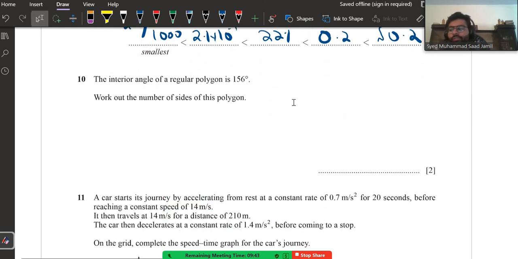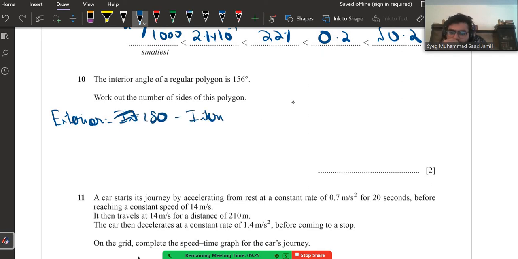Now it says the interior angle of a regular polygon is 156. Alright, first of all, remember exterior angle is equal to 180 minus interior angle. So it's going to be 180 minus 156. Reason being, if I make a diagram like this, this is interior angle, this is 156. I want to find the exterior angle, I subtract it from 180. Simple logic.